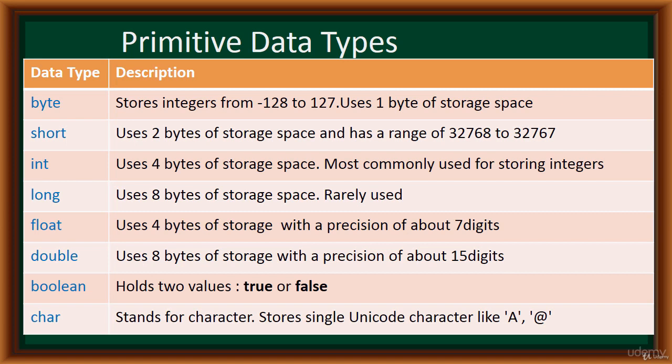So the float and the double are used to store floating point numbers, that is numbers with fractional parts. When you want to use a floating point number, you have to use a float or a double. The double is the default when you want to specify a floating point number. Next, we've got the Boolean data type. This data type holds 2 values, either true or false.